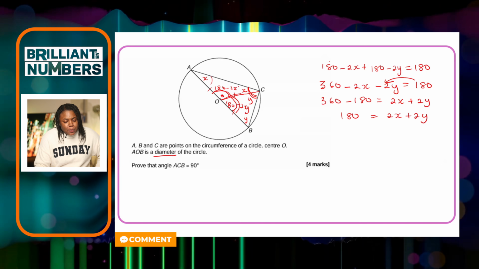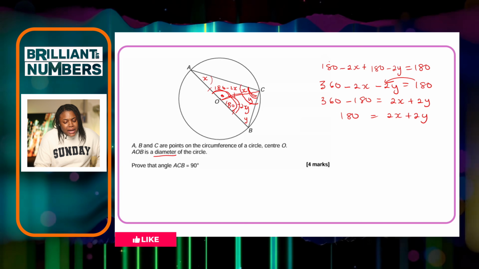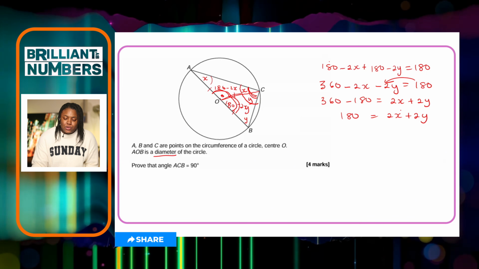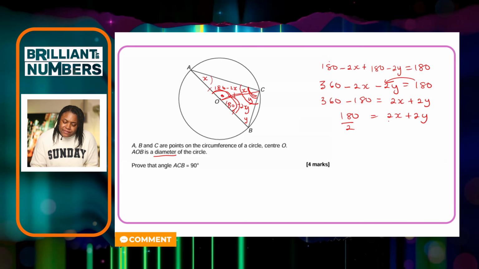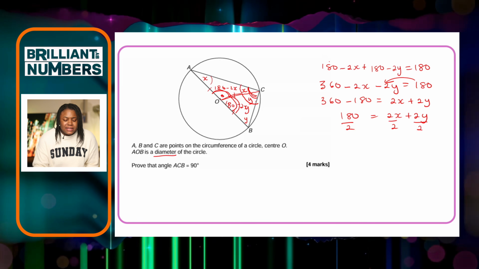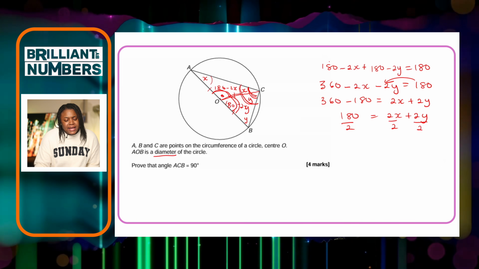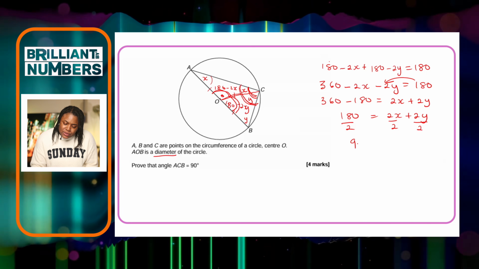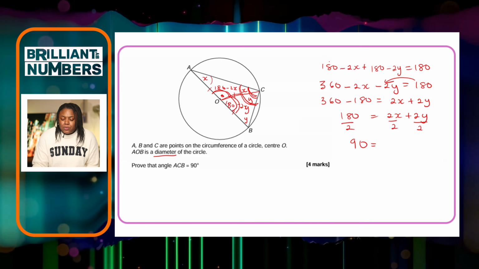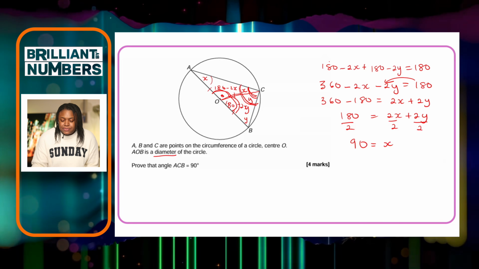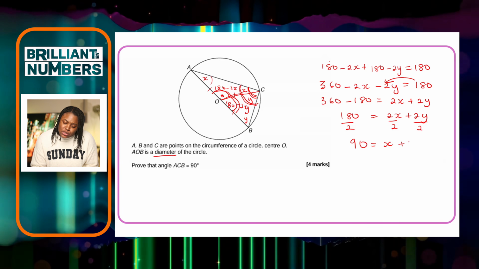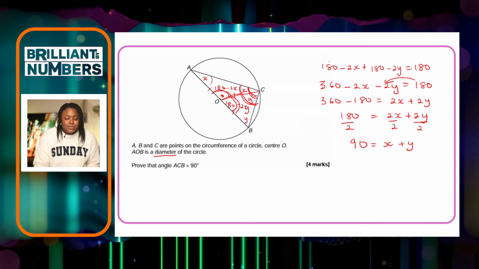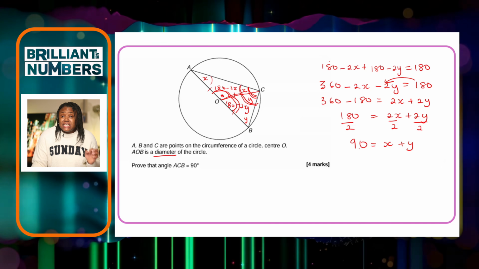Now, if I look at the top here, I got x plus y. So let's divide this by 2 and see what x plus y is equal to. So dividing by 2, dividing by 2, dividing by 2, because I want to see if x plus y here will be equal to 90. So 180 divided by 2 is 90. Then 2x divided by 2 is x, and then 2y divided by 2 is y. So guys, we have proven that the angle at C, which is x plus y, is equal to 90.